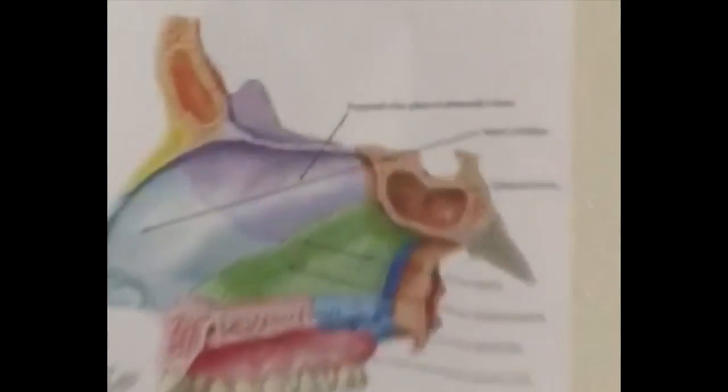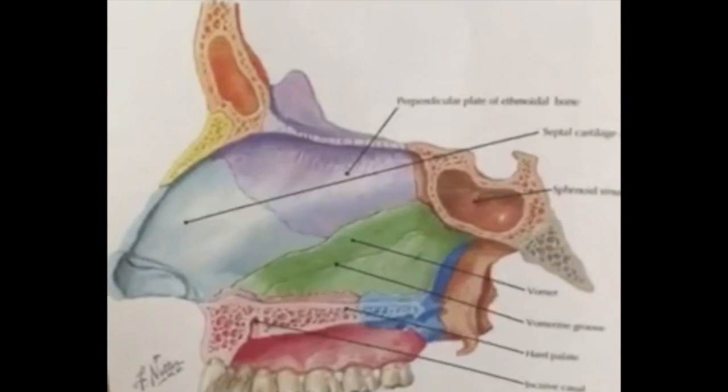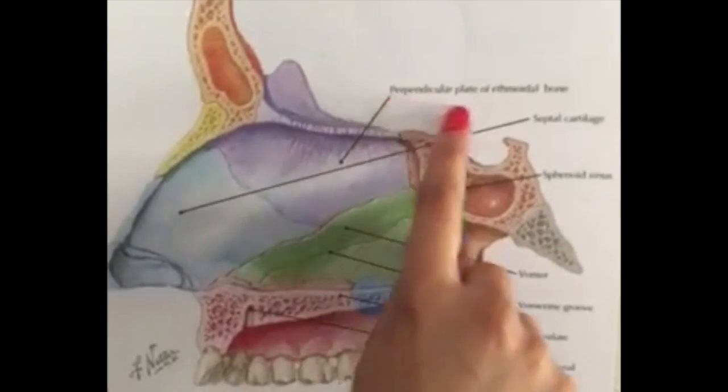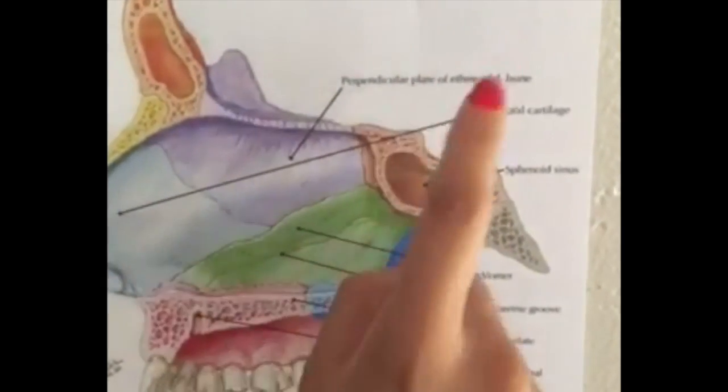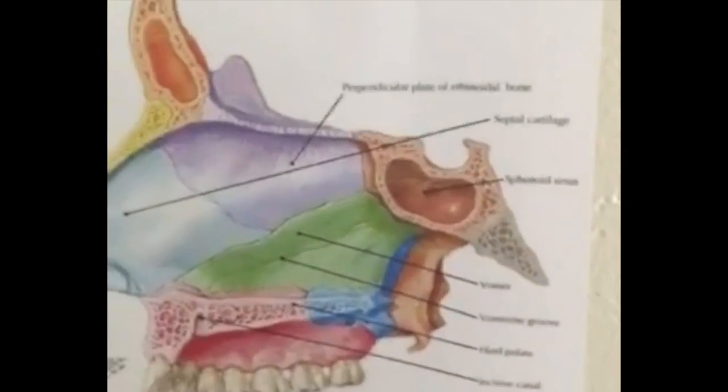So speaking of nasal cavities, we're going to move on to the nasal septum. The nasal septum is going to divide the nasal cavity into 2 halves, and it's going to contain 2 bones, the perpendicular plate of the ethmoid bone and the vomer, and it's going to have the septal cartilage.